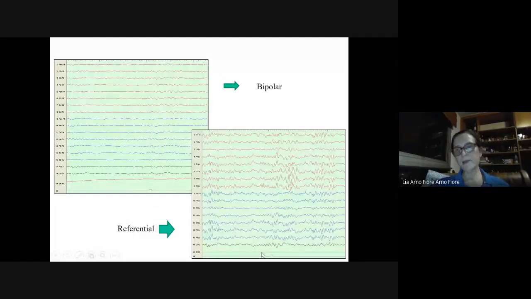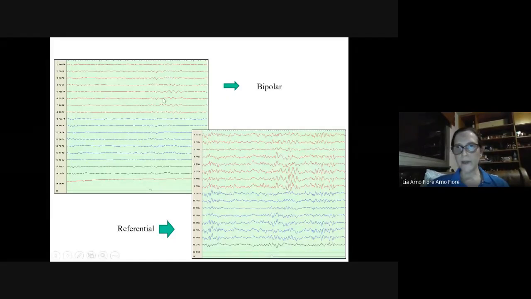Okay, so why is it that sometimes we use one program or the other? So here's the bipolar program, and I think there are a few slow waves here, but I'm not so sure. So once I put it on a referential program, they look bigger because the distance is bigger, so I can clearly point out that these slow waves do exist on the left side compared to the right side.